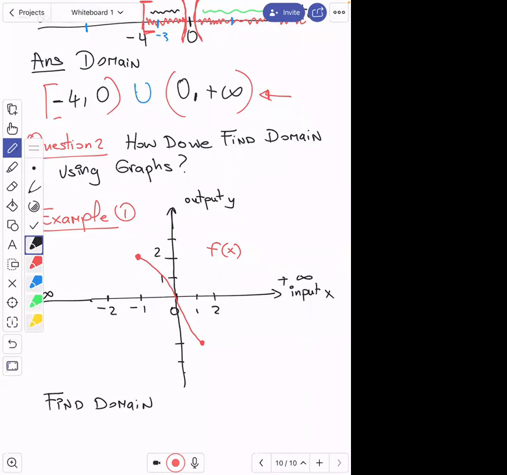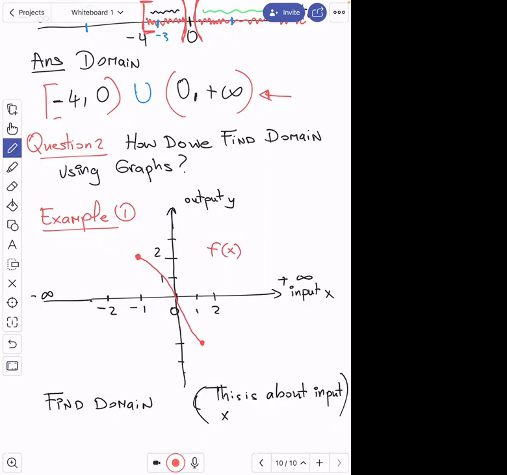So the first thing to remember, guys, is that the domain is the set of all x values that you can input. So the domain is really about the input x. You don't really care about the output y. So this is really about the input x. So how do we find the domain?